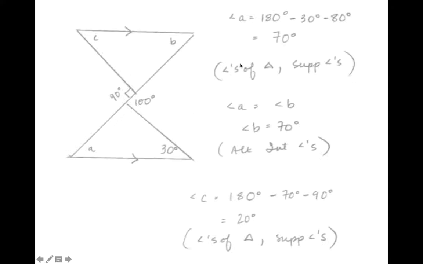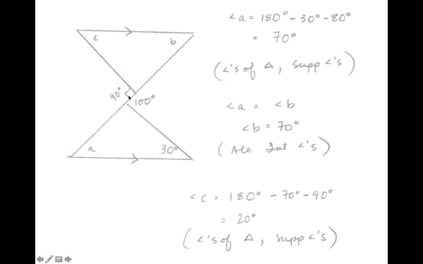What I'm using there are angles of a triangle and the supplementary angle that was right here to be able to find angle A. After that, I could see that angle A is exactly the same as angle B. These guys are in the position of alternate interior angles. Some people call them the Z angles. And so sure enough, it's 70 degrees, and that's alternate interior angles.